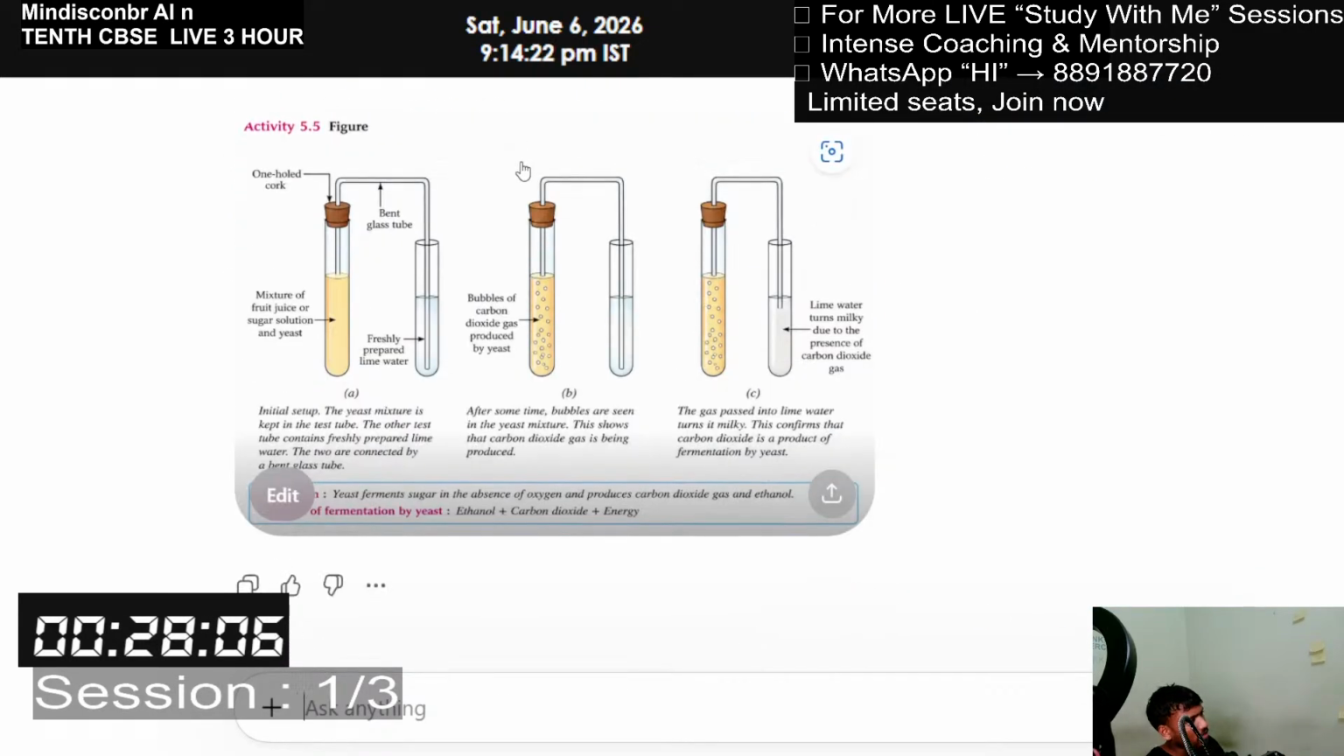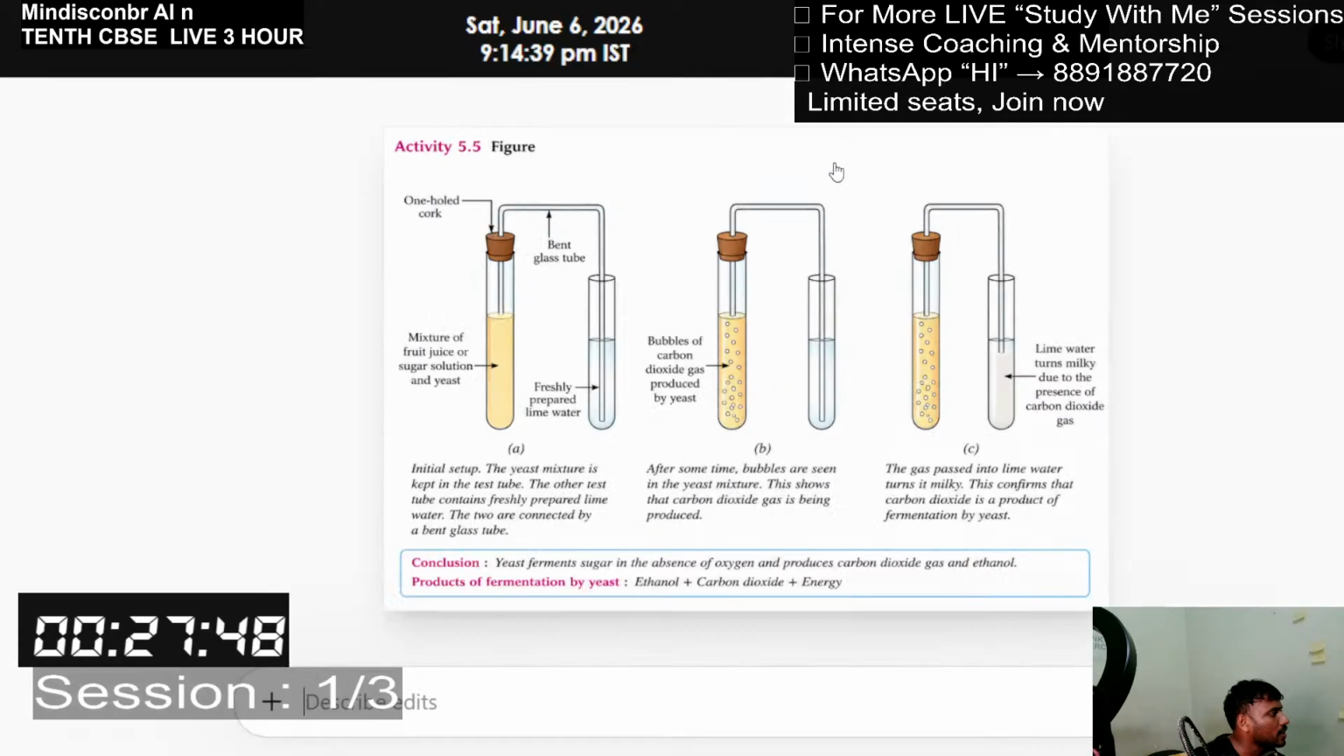This is the one-holed cork, mixture of fruit juice or sugar solution with yeast. And here is the bent glass tube. And here it is freshly prepared lime water. Initial step: the yeast mixture is kept in a test tube. The other test tube contains freshly prepared lime water. The two are connected by a bent glass tube. After some time, bubbles are seen in the yeast mixture. This shows that carbon dioxide gas is being produced.